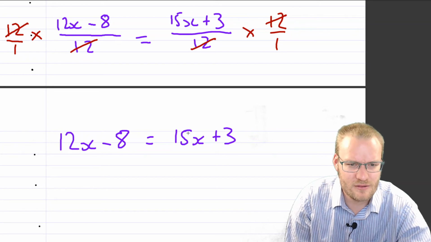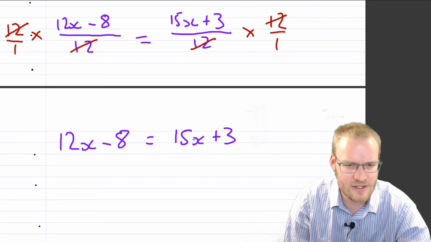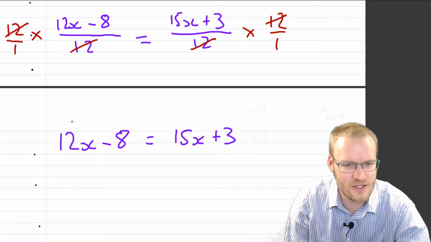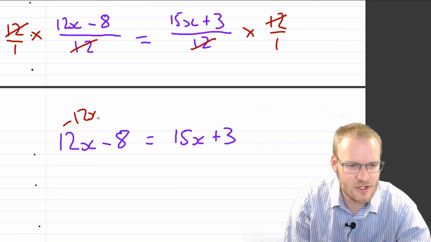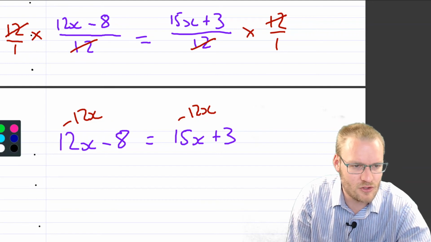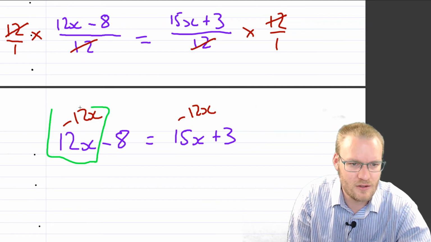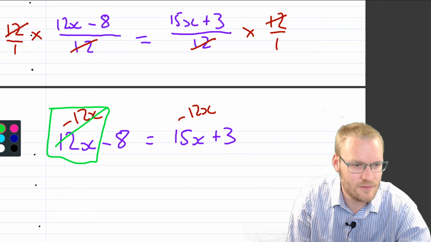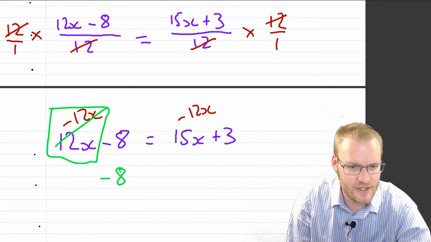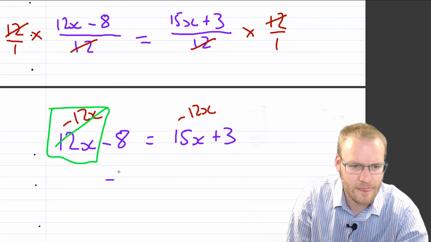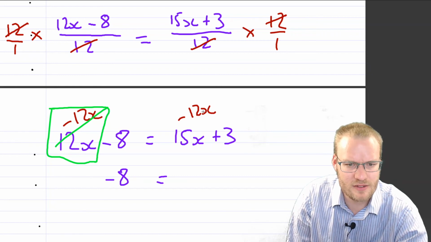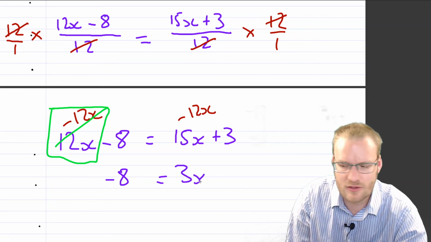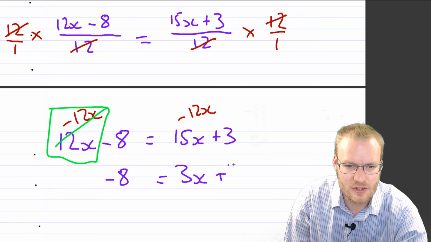I'm going to look at my x's first. I've got 15x here on the right-hand side, 12x here. So I'm going to subtract 12x from each side. These two here are going to become 0. So I've just got negative 8 on the left-hand side equals 15x minus 12x, 3x, plus 3.